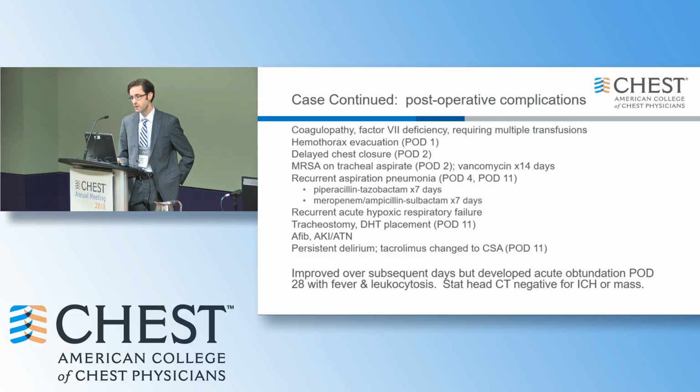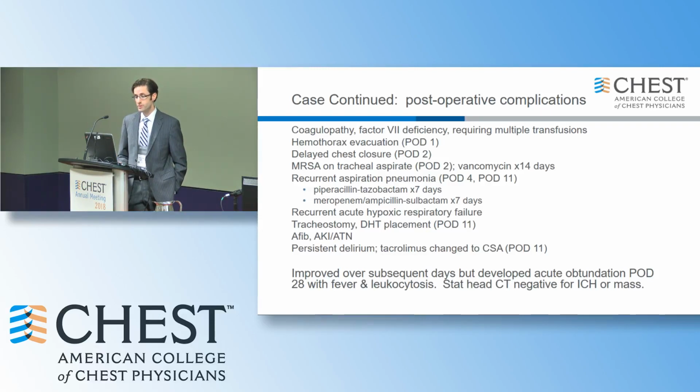So our case continues, and unfortunately this patient had a multitude of post-operative complications listed here. He had coagulopathy, which was ultimately found to be factor VII deficiency, requiring multiple transfusions, resulting in a hemothorax that had to be evacuated on post-op day 1 and delayed chest closure. On post-op day 2, he was found to have MRSA on tracheal aspirate and was treated appropriately.